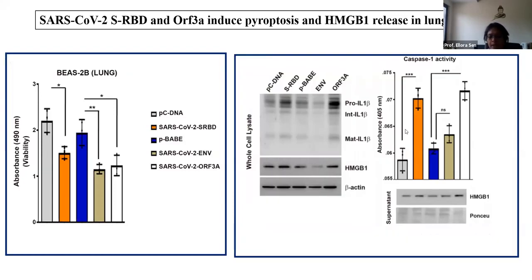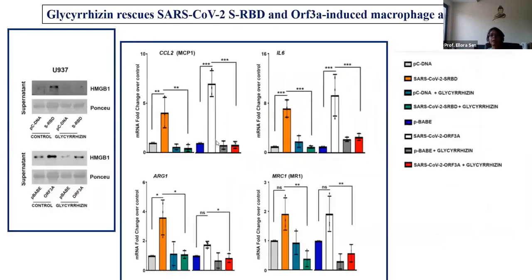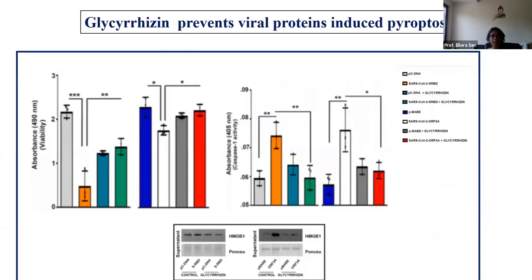And now we questioned whether this increased cytokine is accompanied by pyroptosis, and we found there is an increase in caspase-1 activity, and this caspase-1 activity is necessary for the cleavage of the pro-inflammatory precursor into the mature form of IL-1. So what we are showing is that the viral protein induces pyroptosis in lung cells, and it is accompanied by the release of HMGB1. Now, there was more release of HMGB1 when the cells were transfecting with ORF3A.